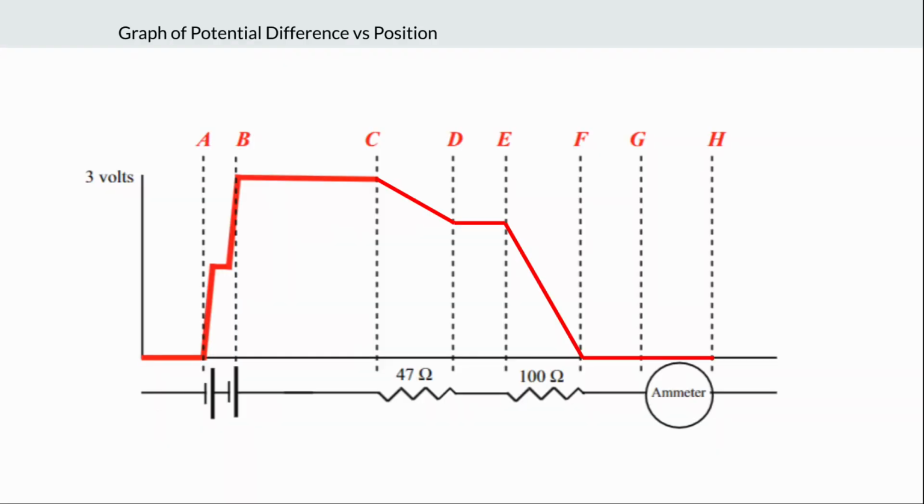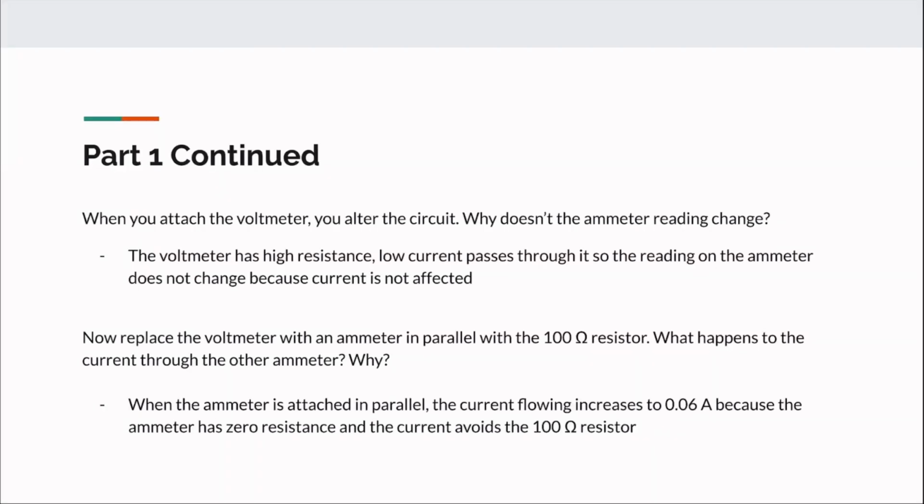So this is the graph of potential difference versus position. Based off the values that we found in the previous slide, we were able to make this graph. Now to answer some of the questions asked in part one: when you attach the voltmeter, you alter the circuit. Why doesn't the ammeter reading change? The voltmeter has high resistance and low current passes through it, so the reading on the ammeter does not change because current is not affected.